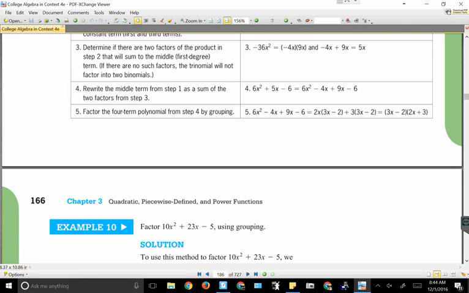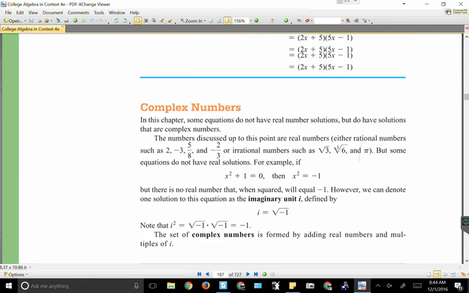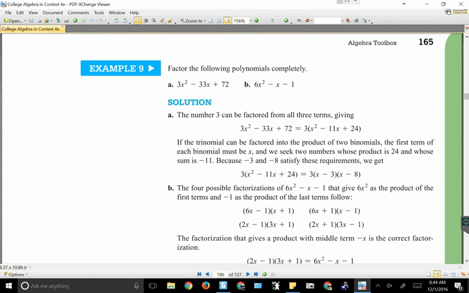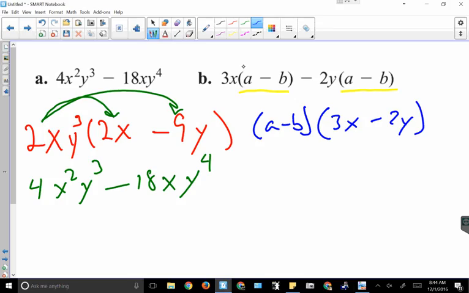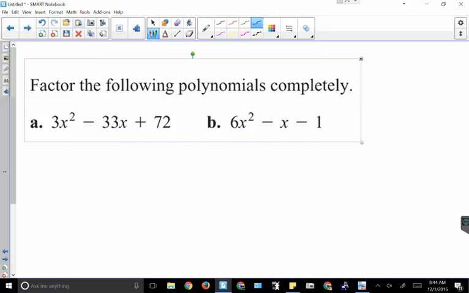Check. Okay, those are the rules there for that. So, let's grab one of these and solve. Factor. So I want to go through and factor these out.